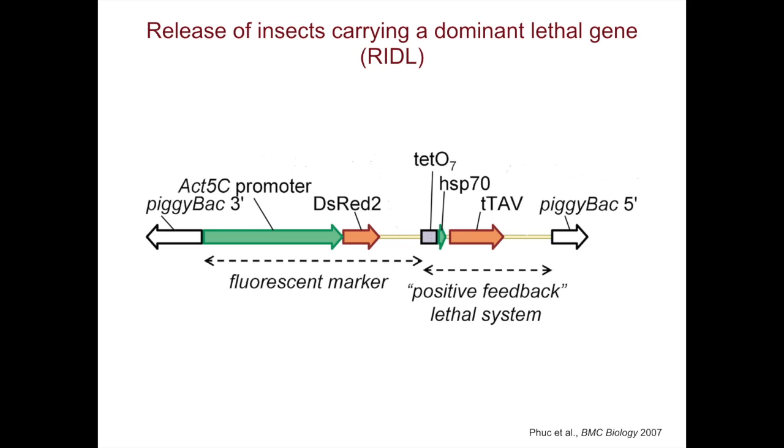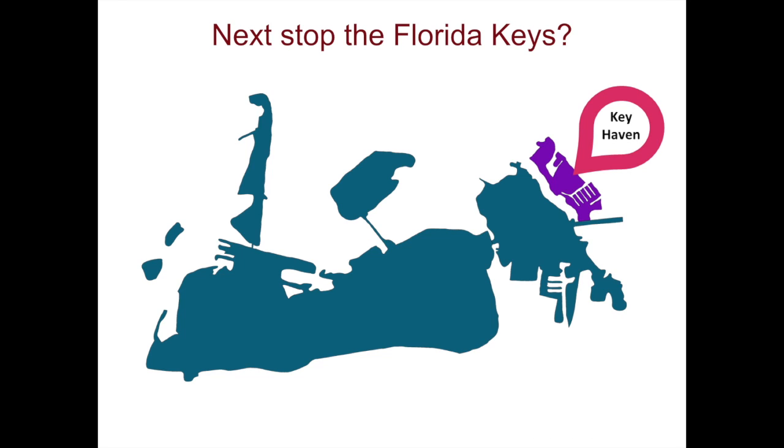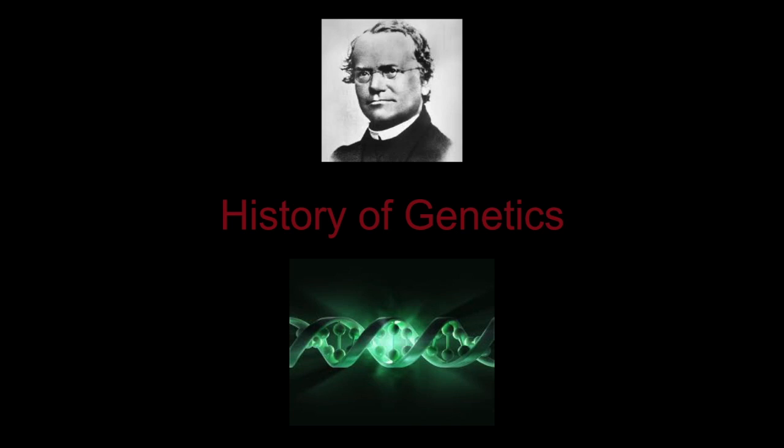So when males are released into the environment, this gene is activated and causes the progeny of the females that they mate with to die. And this is a way of knocking down populations without using insecticides. And this has been used in Brazil, in the Caribbean, and in fact, Oxitec has proposed doing studies right here in the Florida Keys. Returning to the history of genetics is important.